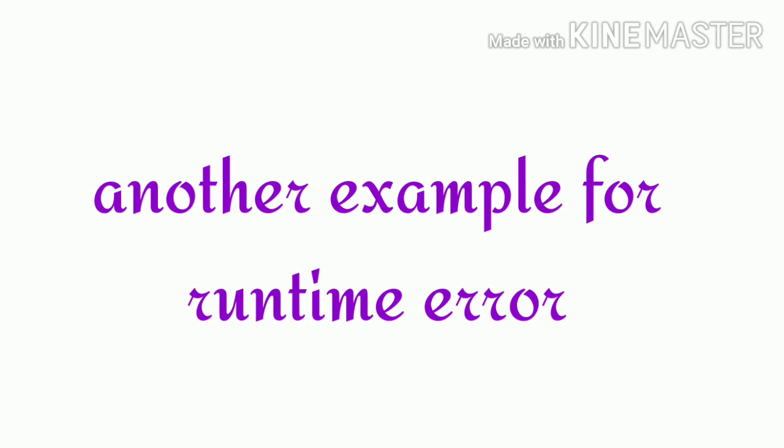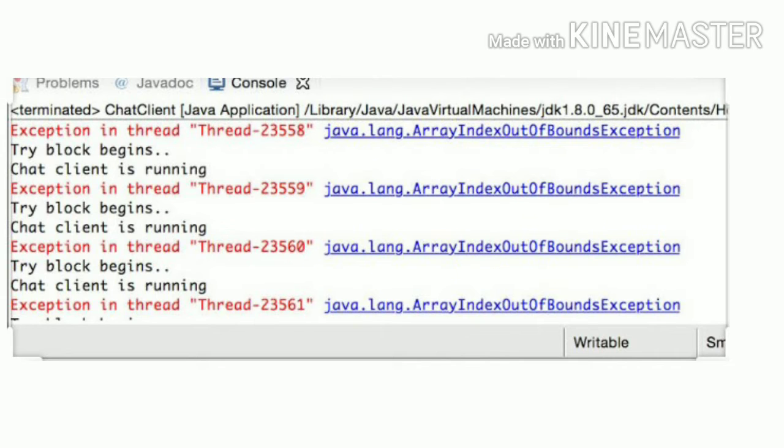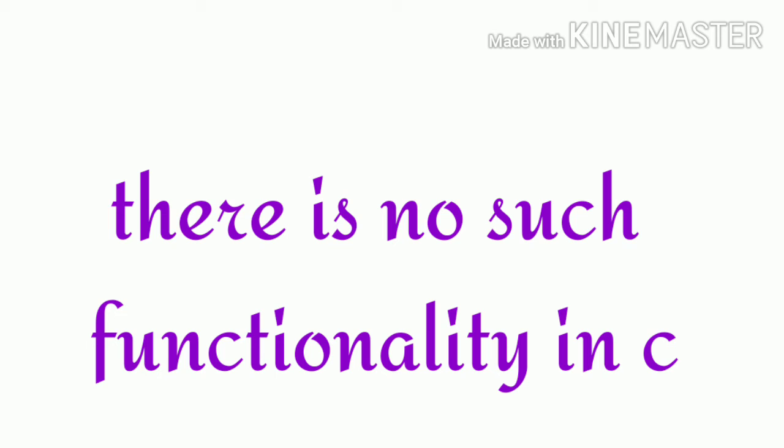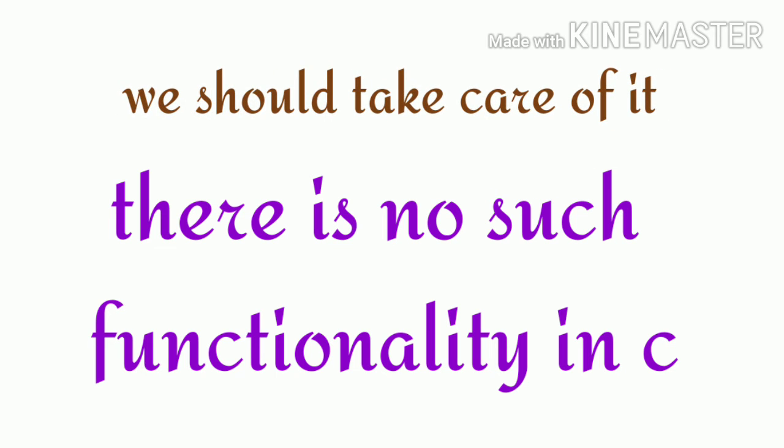Another example of a runtime error is array out of bounds in C. In high-level languages such as Java, there are functions which prevent you from accessing an array out of bounds by generating an exception such as java.lang.ArrayIndexOutOfBoundsException. But in the case of C, there is no such functionality. So the programmer needs to take care of this situation.